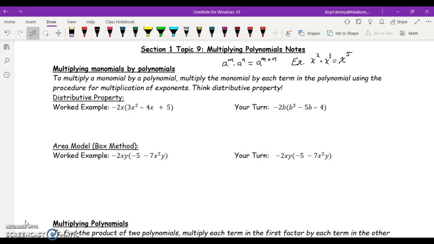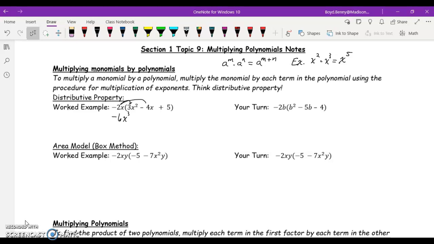Okay, to multiply a monomial by a binomial, multiply the monomial by each term in the polynomial using the procedure for multiplication of exponents. Think distributive property. Okay, so I'm going to distribute here. I'm going to distribute this negative 2x to the 3x squared. That's going to give me a negative 6x to the third power using my properties of exponents.